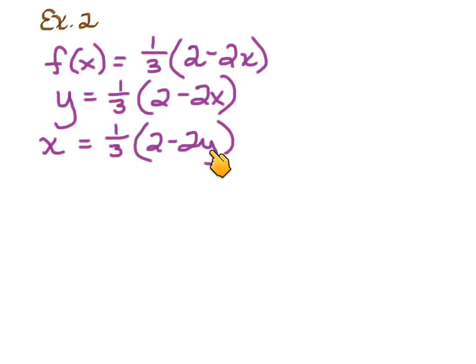And now I have to isolate this y. And I have some options. I could distribute the 1/3 and get some messy fractions. Or I can remove this first, and I can take its reciprocal. The reciprocal of 1/3 is 3/1. So when I multiply this side by 3/1 and this side by 3/1, the fractions disappear. Ta-da! There I go. 3x is equal to 2 minus 2y.